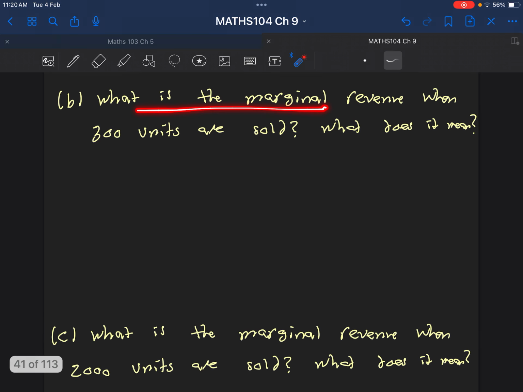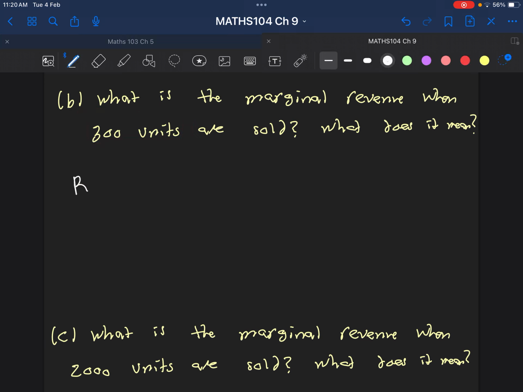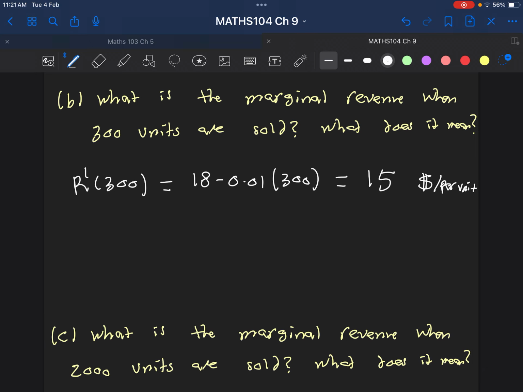Next, it asks us what is the marginal revenue when 300 units are sold. So that means we need to find the derivative at 300. Now we remember the derivative, it is this one. Now instead of x, you write 300. And just plug everything into the calculator, the answer will be 15. What does it mean, 15? First of all, what is the unit? 15 what? Is it $15? No, it's actually $15 per unit.